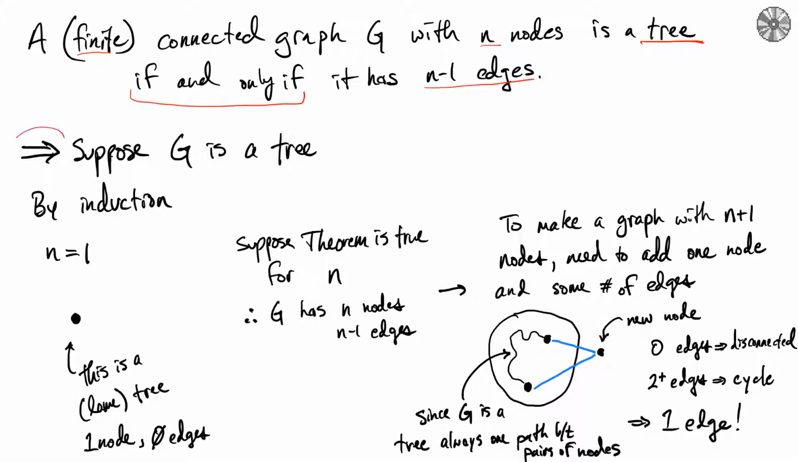Going in the forward direction, we suppose that G is a tree, and we're going to prove this direction using induction. Induction is a method of building our example from unit size up to full size. If we have a single node, then n is equal to 1, and we don't have any edges. So the number of edges is n-1, which would just be 0.